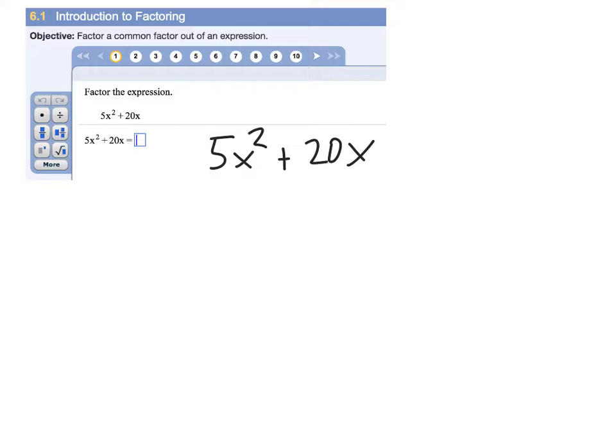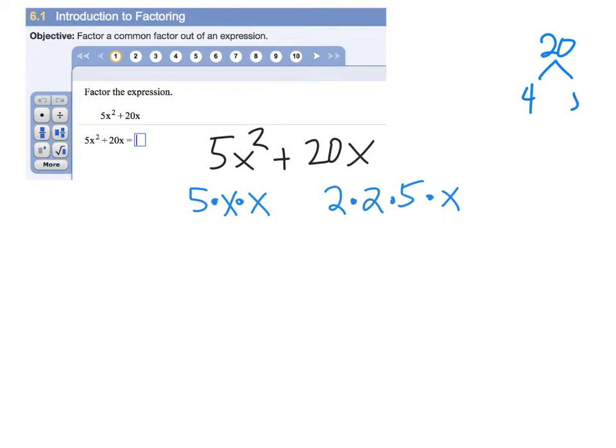What that means is I want you to think about each of these terms in expanded notation. So you're going to think of 5x squared as 5 times x times x. You're going to think of 20 as 2 times 2 times 5 times x. Now, how did I get 2 times 2 times 5? Well, I said 20 is 4 times 5, but 4 can be written as 2 times 2, so it's 2 times 2 times 5. And that's what I want. I want it to be completely factored, broken down.